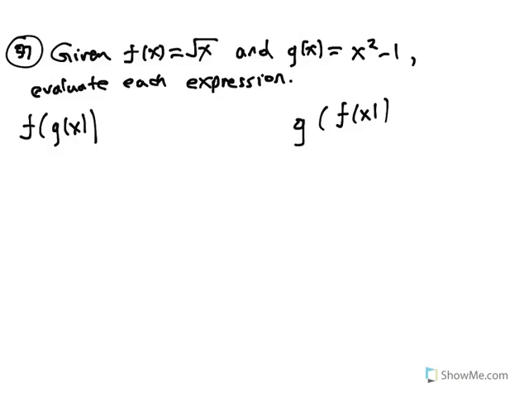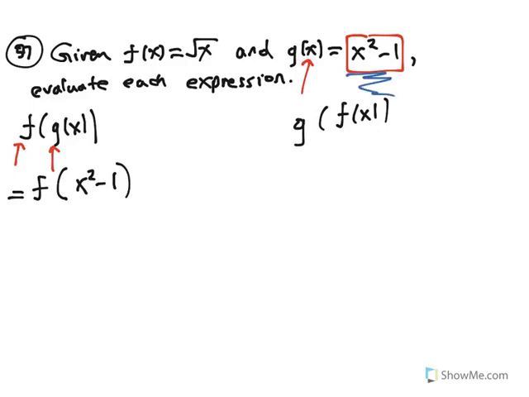So here we have number 57. Given f of x is equal to the square root of x and g of x is equal to x squared minus 1, evaluate each expression. So our first function here is g, and our second function is f. So you're going to have f of g of x. The input for the function g is x. The output is x squared minus 1. So you have f of x squared minus 1. The second function will be evaluated at the output from the first function.